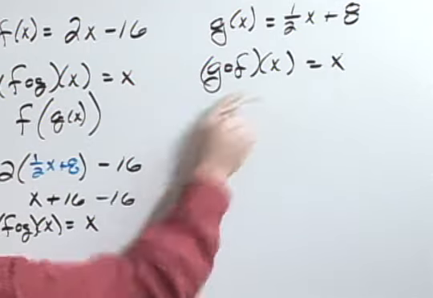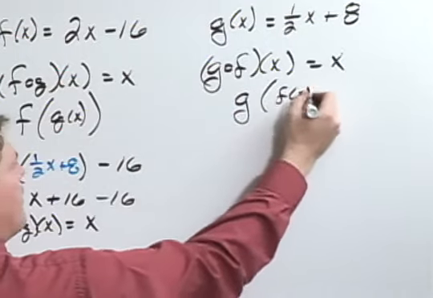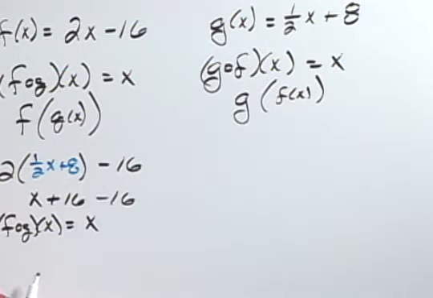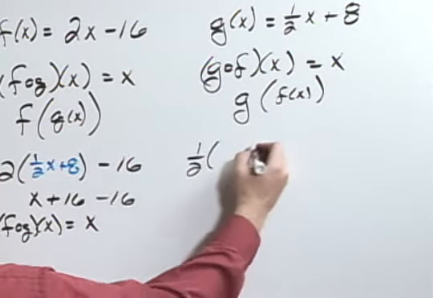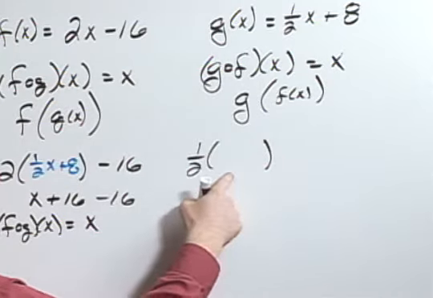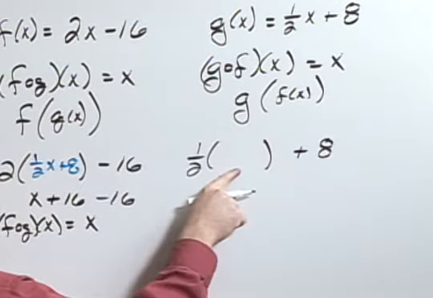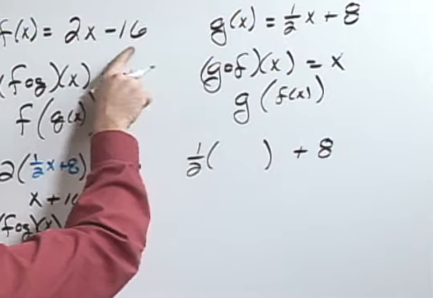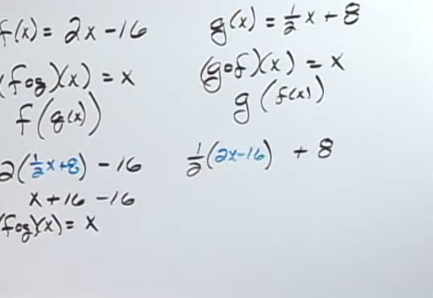For g of f of x, remember that's going to be g(f(x)). So if I write down my g(x), which would be 1/2 x, which I'm going to replace with an empty set of parentheses, plus 8. And then inside that parentheses, I'm going to put the f(x). In this case, 2x minus 16.